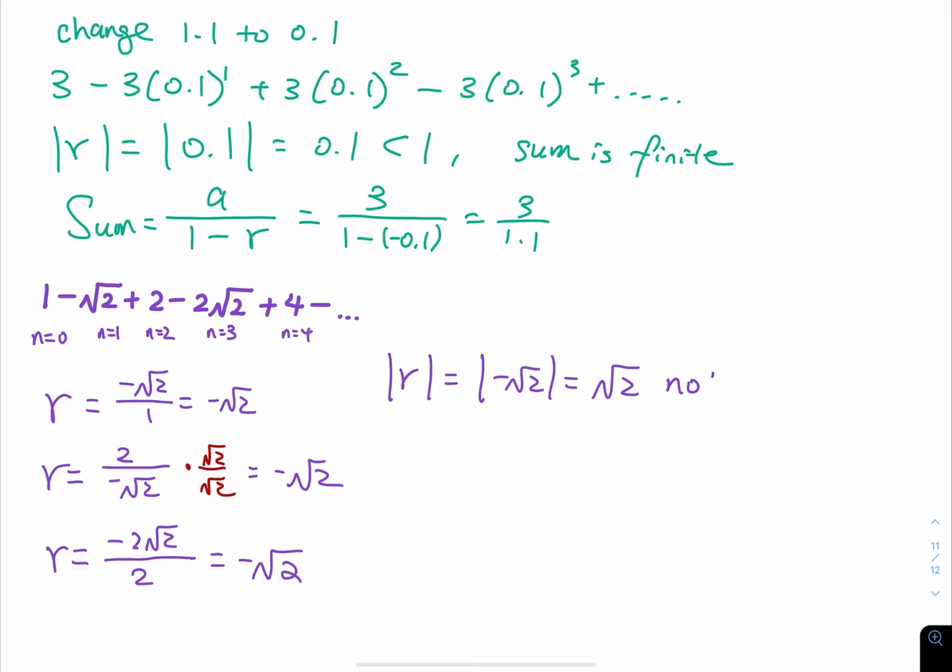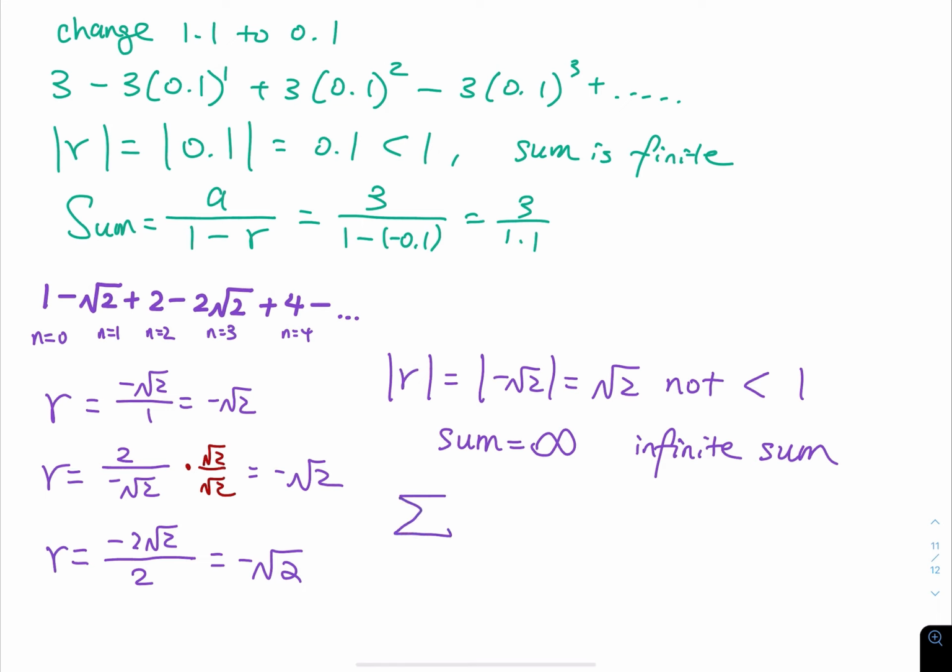Unfortunately, that is not less than 1. What does that mean? That means the sum is infinite, is equal to infinity. So we call this an infinite sum. Although the sum is infinite, you can still write the geometric series.